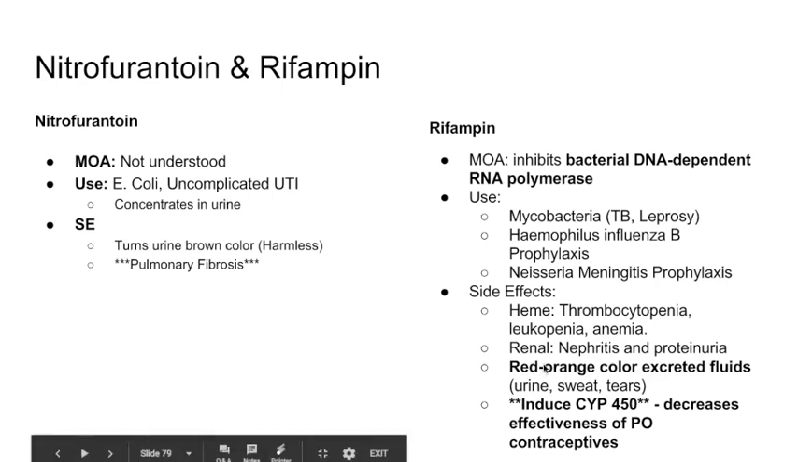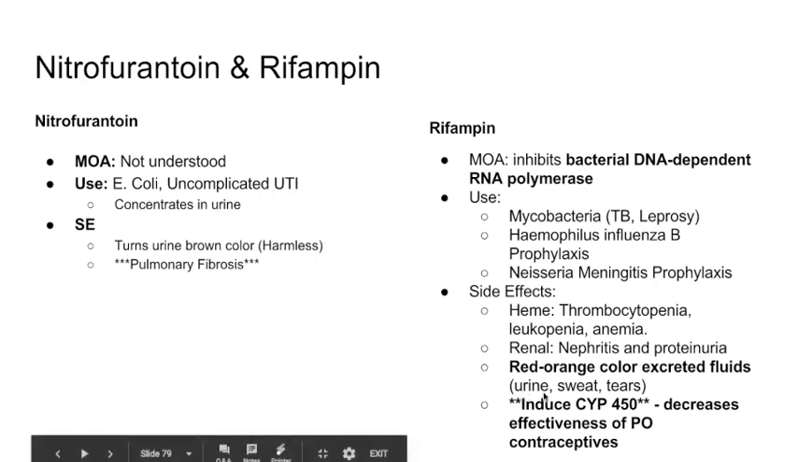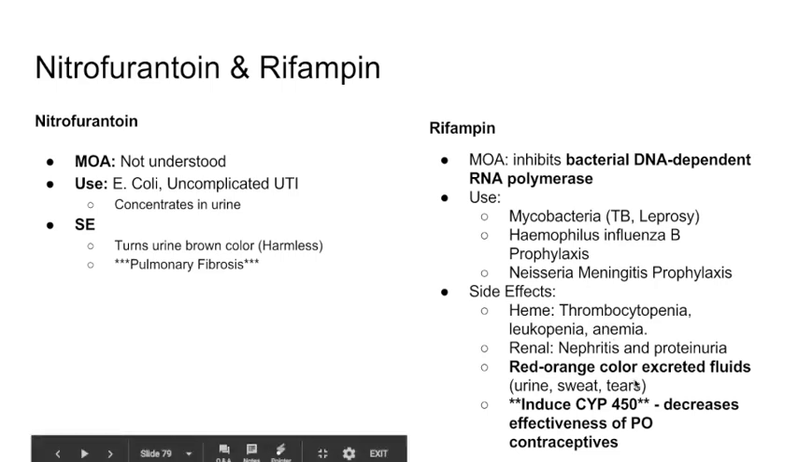But also, an important side effect is that it turns the bodily fluids an orange color. So urine, sweat, and tears. And patients who take this will come in freaking out, saying that they have red or orange tears, and they kind of feel like zombies. And you do not need to worry, and you tell the patients not to worry because they are taking rifampin, and that's just a side effect. And it's also harmless, same as nitrofurantoin.